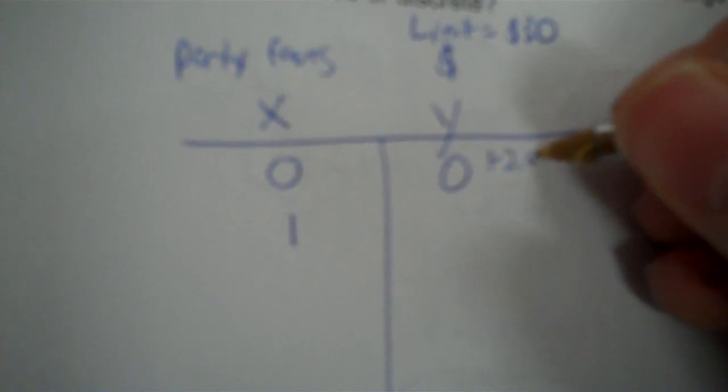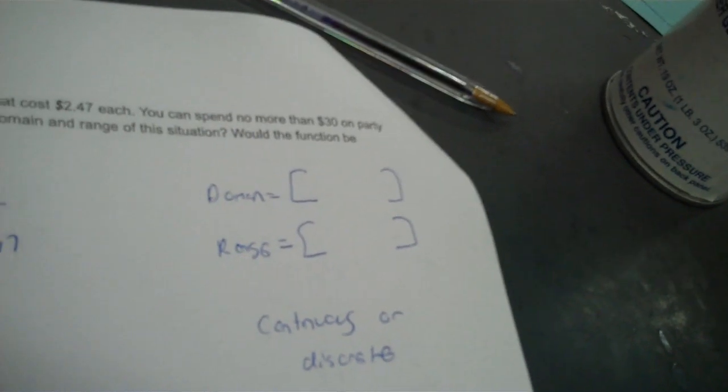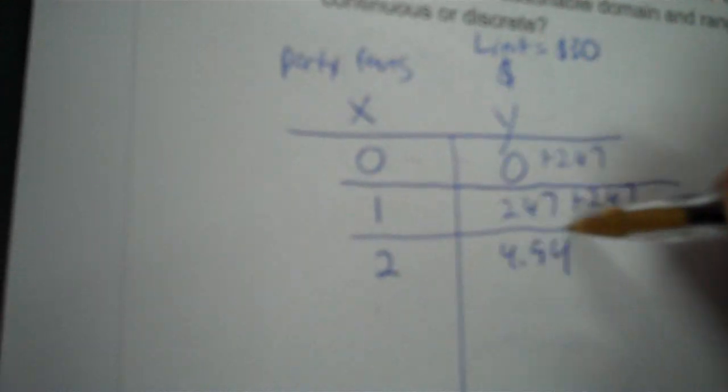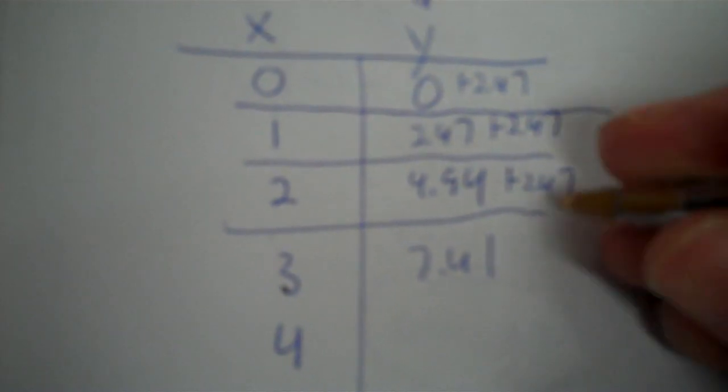Now party favors, 0, 0. If you buy 1, you're paying $2.47. 2, you'd add 2.47, and that's 4.94. You'll have to use a calculator, but to speed this video along, I'm going further. Now, I would separate these with maybe grids like this, okay? I didn't on the last one because I didn't have to go very far, but this one I'm going to. 3, plus 2.47, that's $7.41. 4. You're like, when do I stop? Well, when I cross my limit of 30.